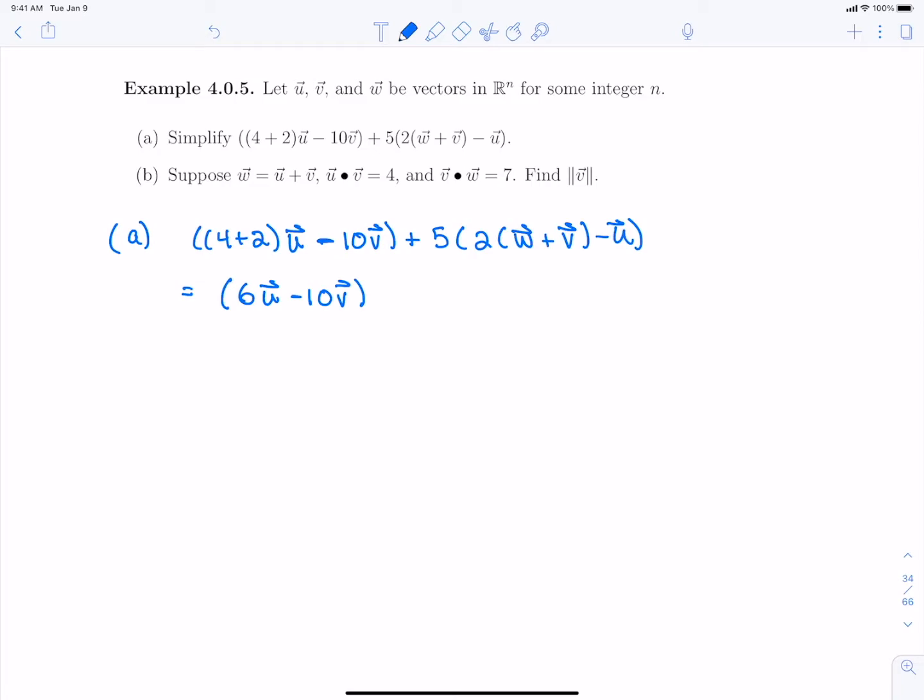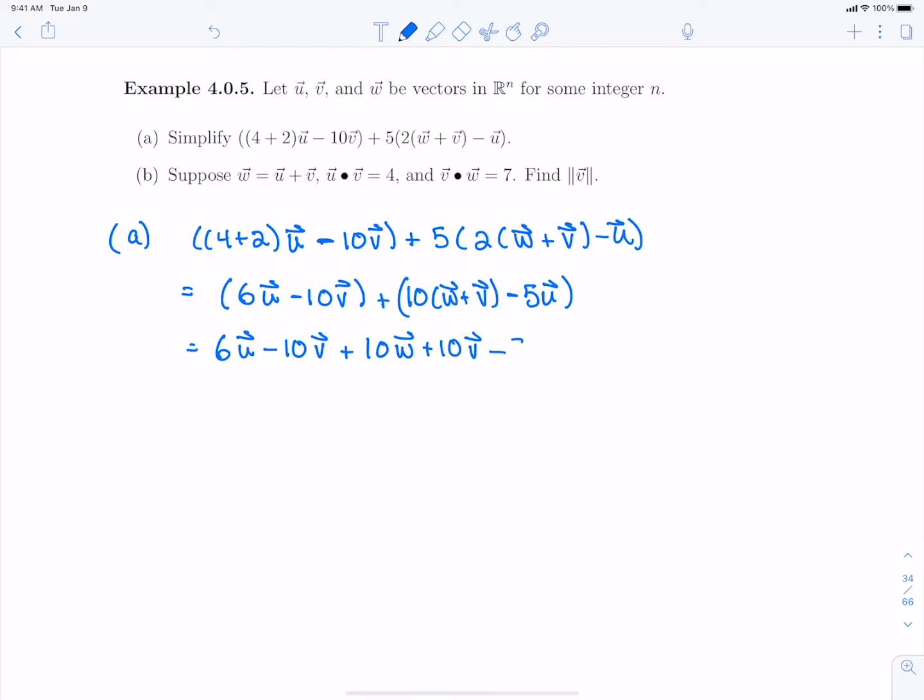And here I've got this 5. Now this 5 I can distribute through. So I would end up with 5 times 2, which gives me 10 w plus v minus 5u. Now from here, I can actually simplify a little bit more with that 10 in front of the w plus v, because I've just become 10w plus 10v minus 5u.